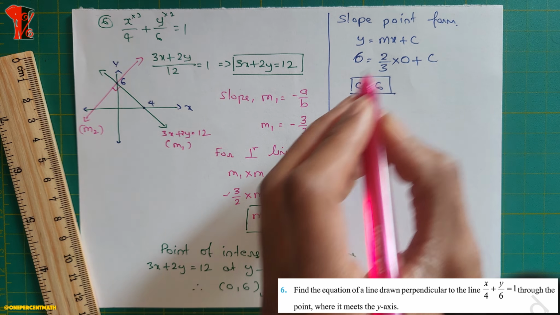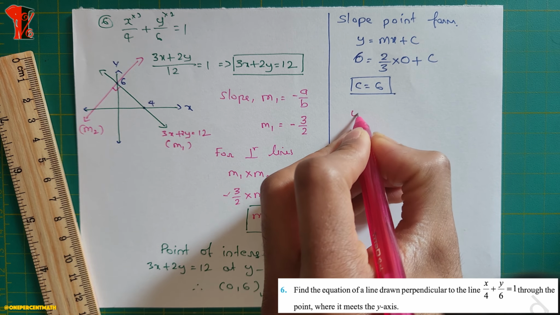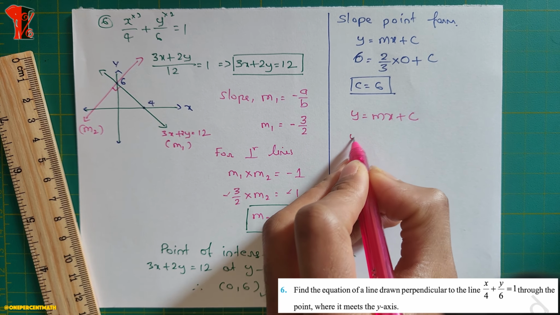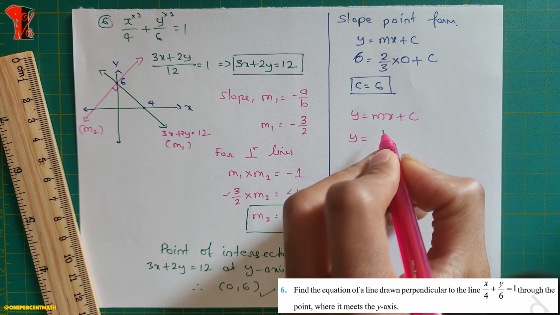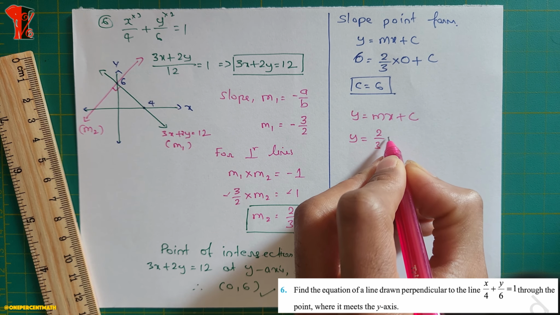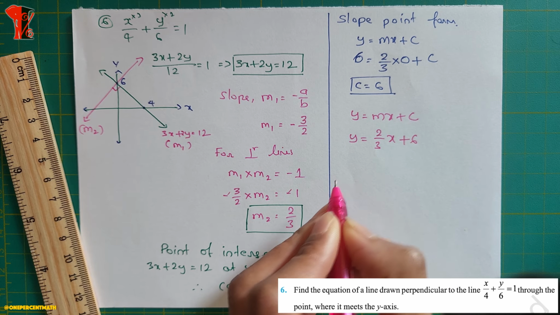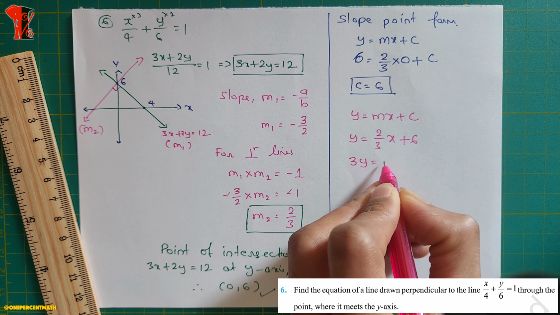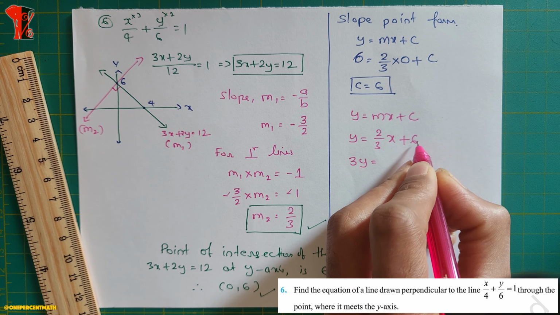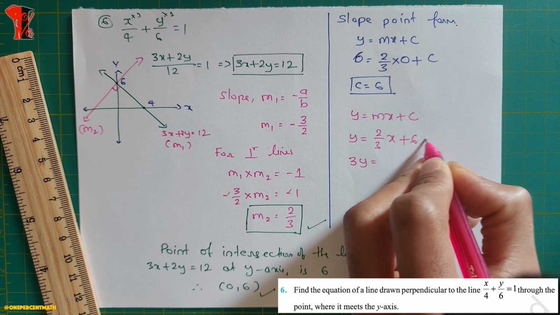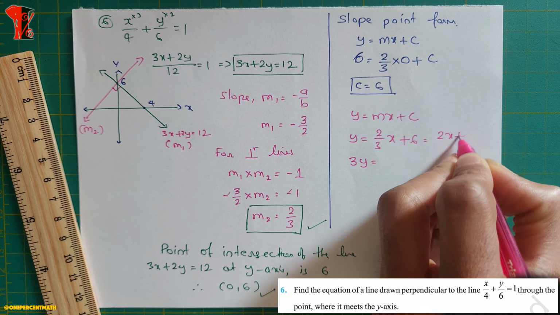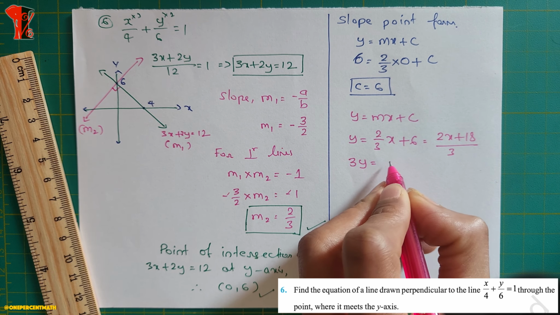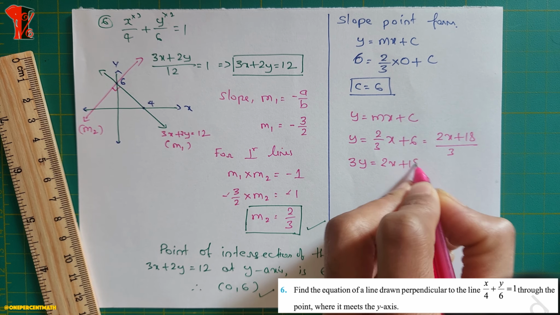Now I can put in this form, okay? That is y is equal to mx plus c, correct? So we want the equation, so I'll keep y as it is. Slope already we know, which is 2 by 3, x as it is, plus 6. So now if I cross multiply, it will be 3y is equal to, so 3 goes here also because I'm going with the LCM. If I do the LCM, it becomes 2x plus 18 by 3. I'll take 3 to the other side, okay? It becomes 3y is equal to 2x plus 18.